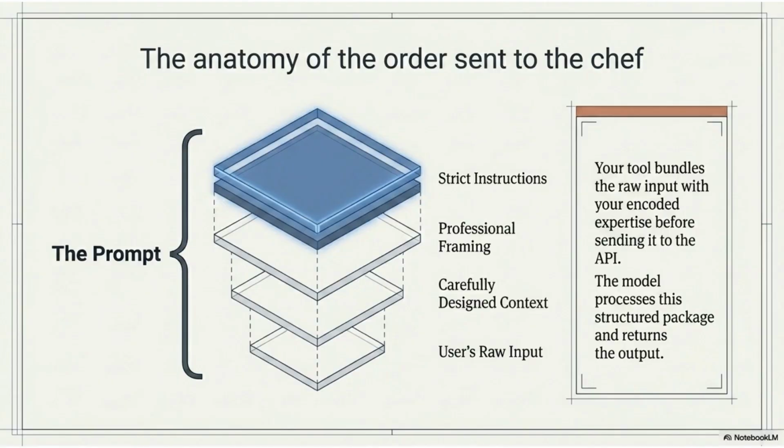When a user types something into your product, your tool sends that input along with your instructions, your professional framing, and your carefully designed context to the API as a prompt. The model processes it and sends a response back. The user sees the output and you pay for the exchange. That is the entire mechanism.